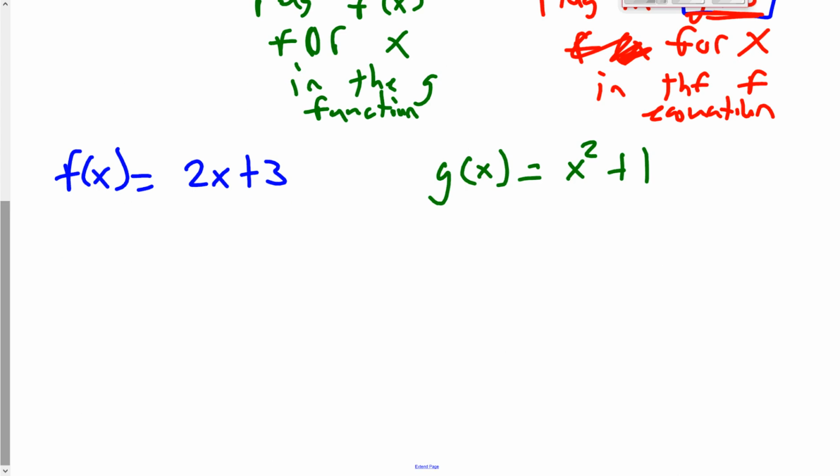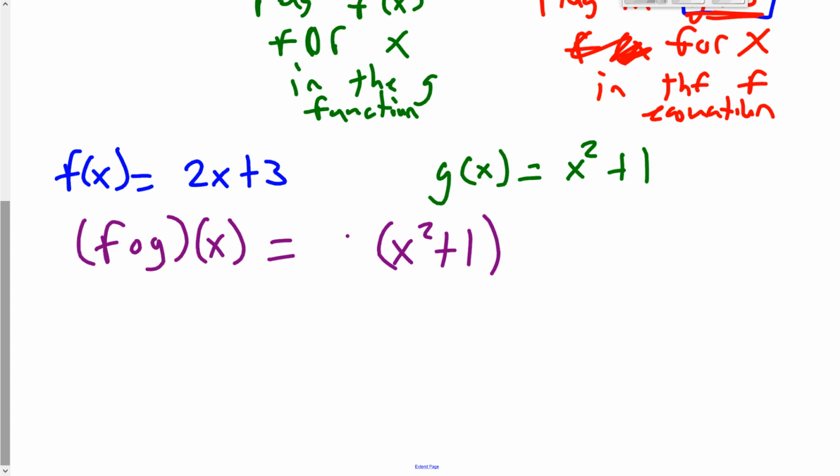Okay, so here's our two functions. F of x is 2x plus 3 and g of x is x squared plus 1. And now let's go ahead and do f of g of x. So that would be taking g of x and plugging it into the f equation, right? So that's taking this whole equation and plugging it into f. So now instead of normally just being x here, I'm going to write x squared plus 1. And whenever you substitute something in, whenever you plug it in, you're going to put parentheses. Okay, so here's my f equation.